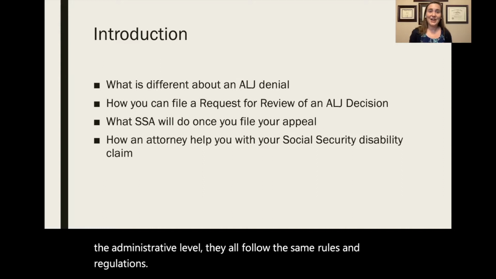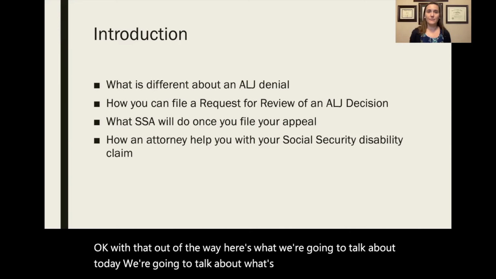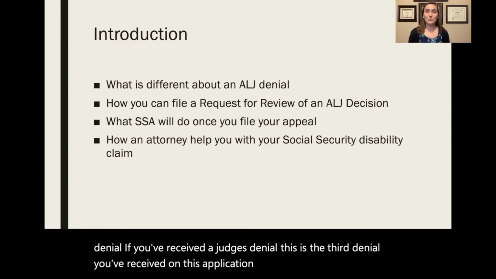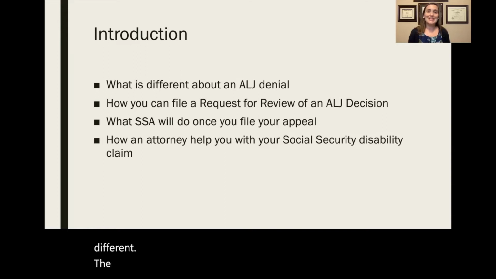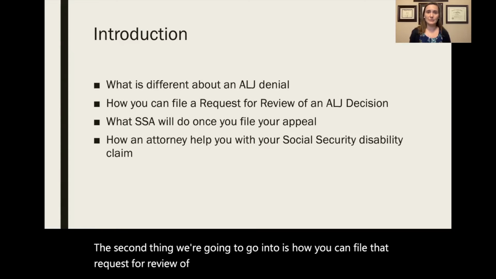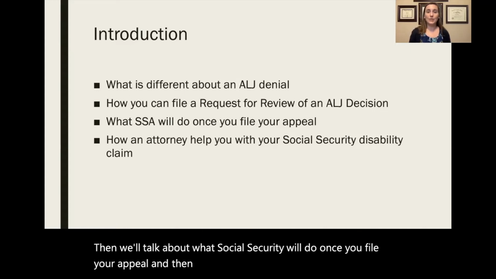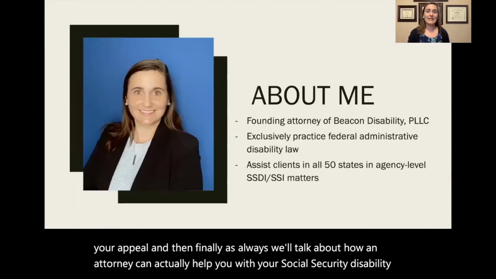Okay, with that out of the way, here's what we're going to talk about today. We're going to talk about what's different about a judge's denial. If you've received a judge's denial, this is the third denial you've received on this application. I'm sure as soon as you receive it, you notice a lot of things that are different. The second thing is how you can file that request for review of an administrative law judge decision. Then we'll talk about what Social Security will do once you file your appeal. And finally, as always, we'll talk about how an attorney can help you with your Social Security disability claim.